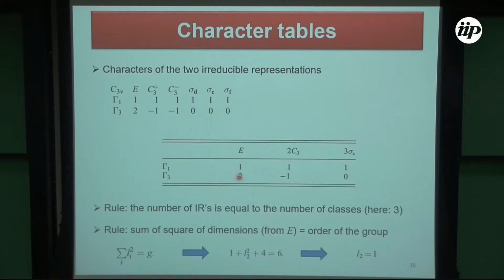So here the dimension of this one is 1. The dimension of this one is 2. So 1 squared plus 2 squared is 5. So the other one will also be 1. So I have two one-dimensional and one two-dimensional: 1 squared plus 1 squared plus 2 squared equals 6. So I know there is another irreducible representation here, which is gamma 2, and the dimension of this representation has to be 1. You see that the identity carries the dimension of the representation.